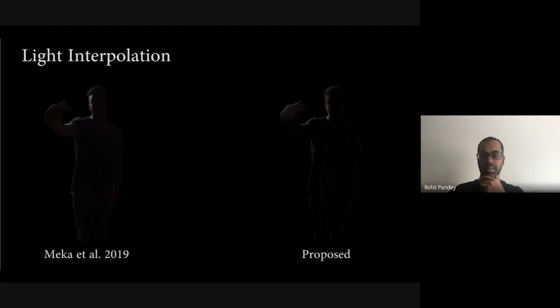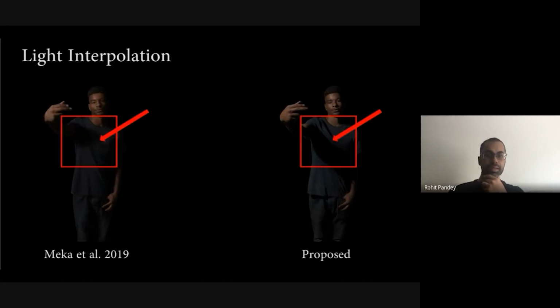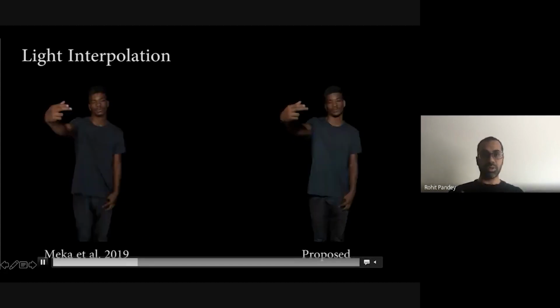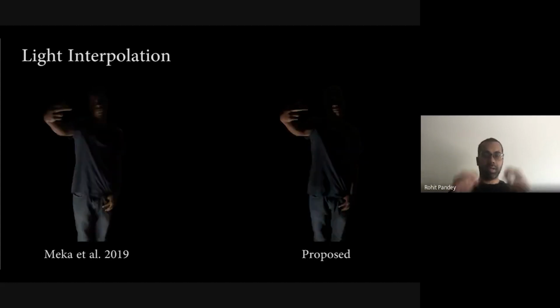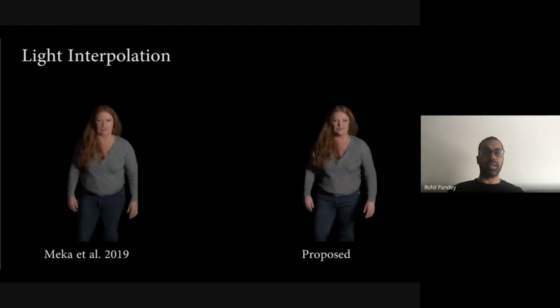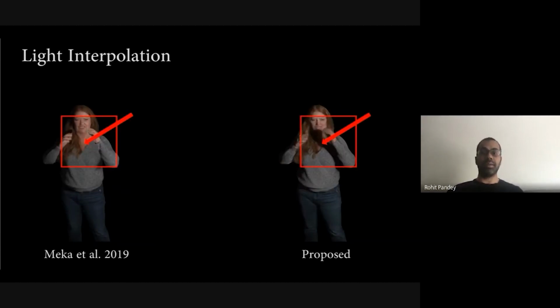Here's a comparison with deep reflectance fields. As you can see, our approach actually produces better occlusions because we input this light visibility map, which deep reflectance fields does not have. And thus generalization to new people tends to be better in terms of occlusions from our approach.